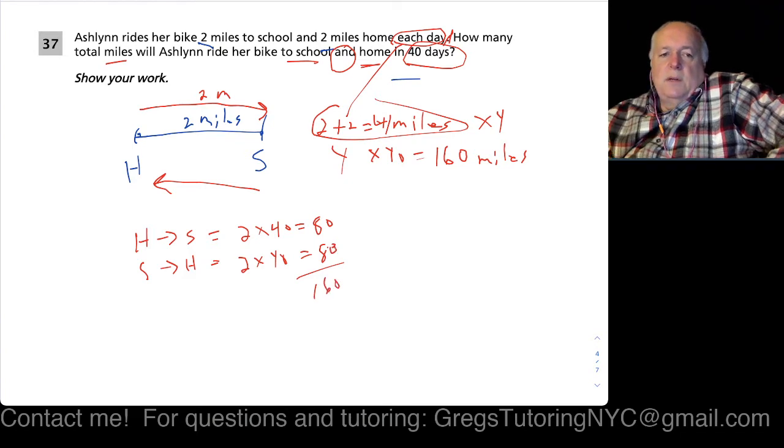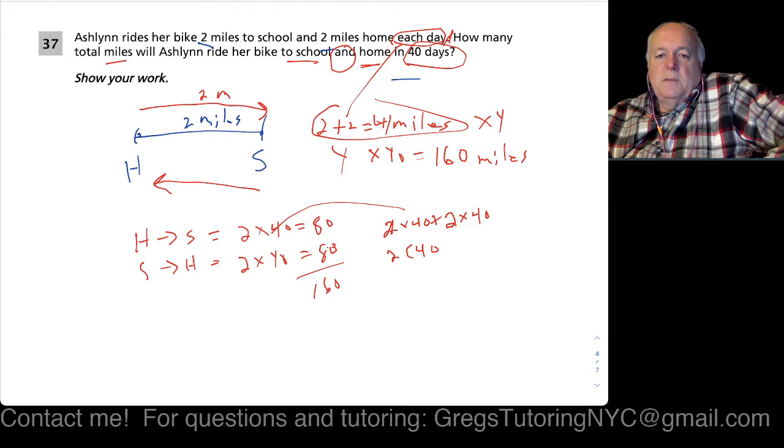And if you notice, this is 2 times 40 plus 2 times 40. And in this problem, it's not that big a deal, but this is the distributive property, because this is actually 2 times 40 plus 40. Okay, and that's going to be equal to 2 times 80. And that's equal to 160.